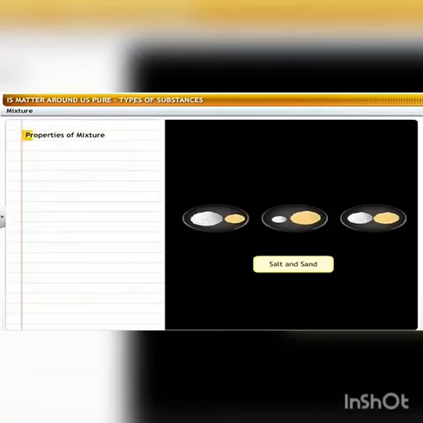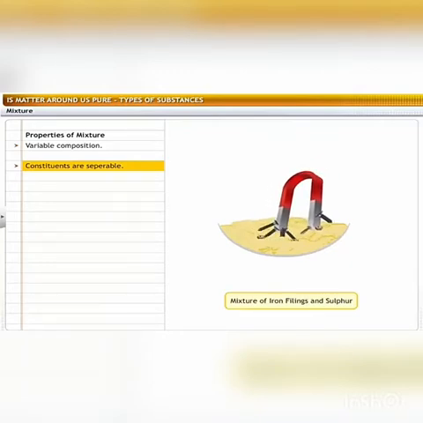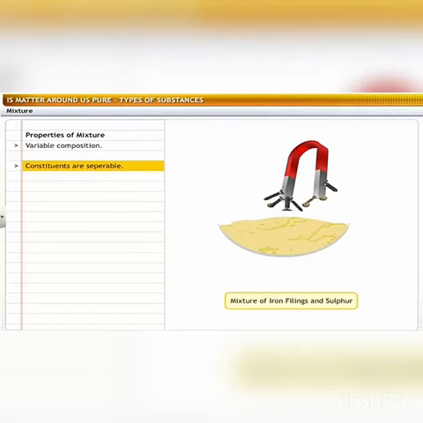Now, let's observe some of the properties of a mixture. There is no definite proportion in which the constituents of a mixture combine. For example, the mixture of salt and sand can be in any ratio. The parts of a mixture can be separated by physical means. For example, a mixture of iron filings and sulfur can be separated by using a magnet.